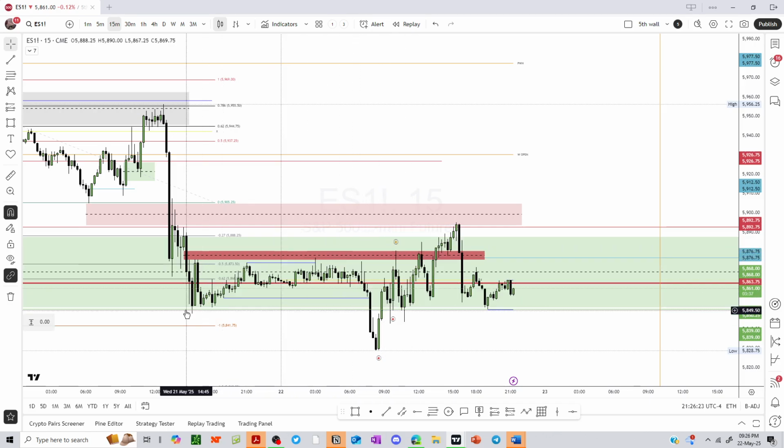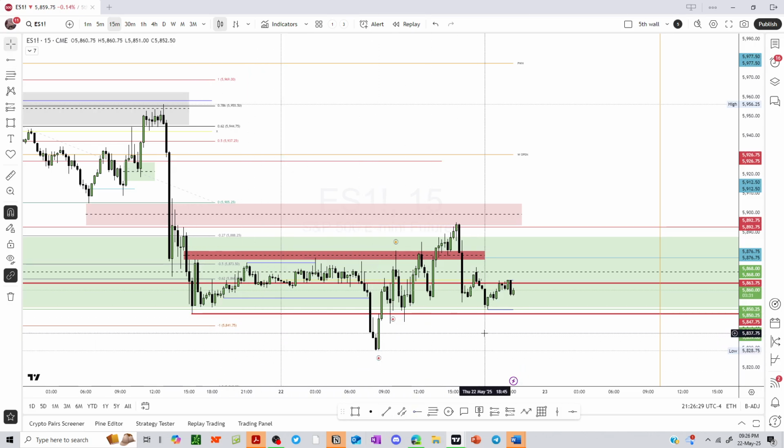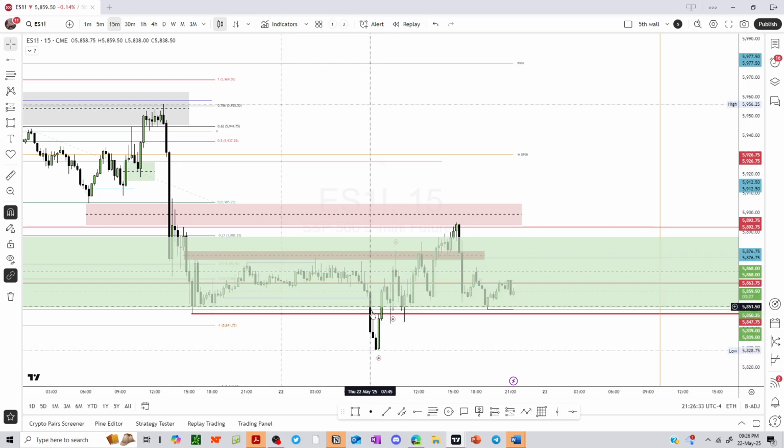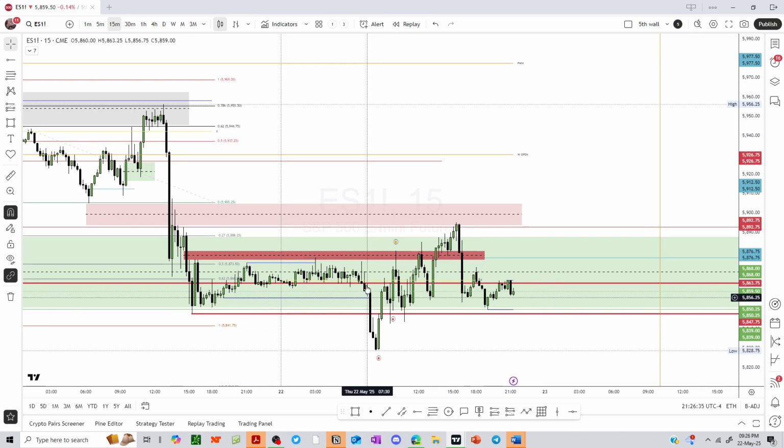So you have a run on stops. Previous day's low. And then you had that displacement, this displacement lower. And you have a strong drive higher. And then a retracement back into, now this is an inverted fair value gap.